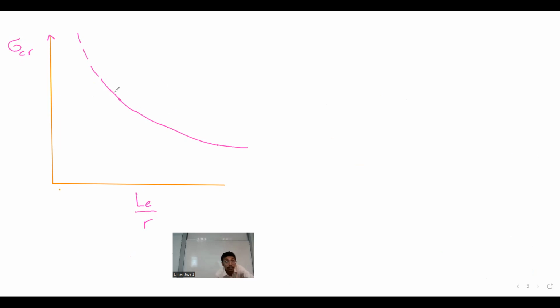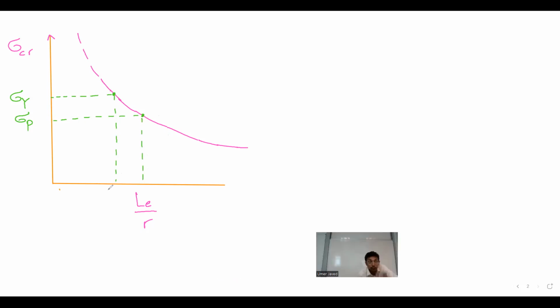At this point, something strange happened. This is the yield stress point. And this point, interestingly, touches the proportional limit point. And then I started making these dash lines, and I started noting down the LE over R. Just hang in there with me. Trust me, it's not as difficult as it might seem to you right now.